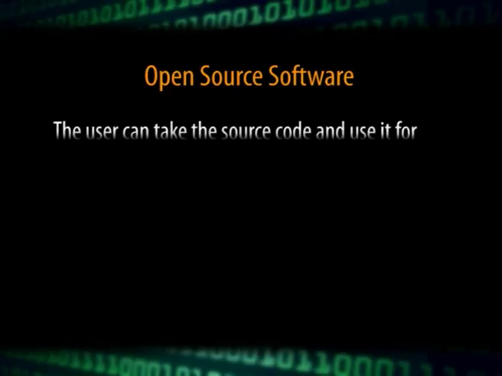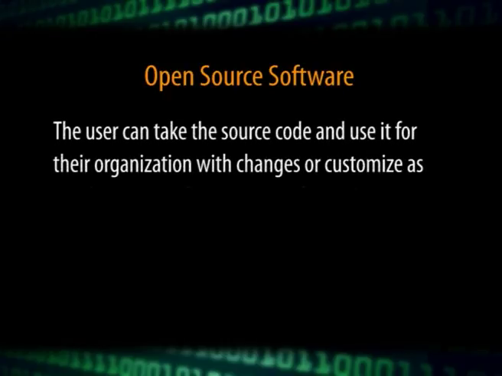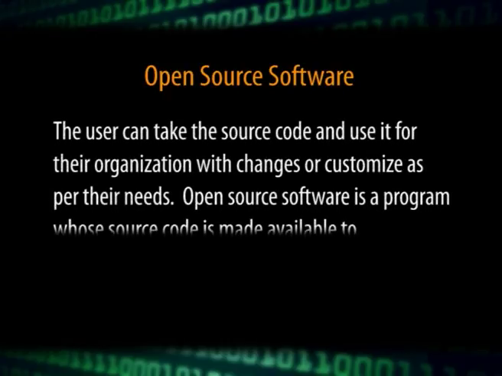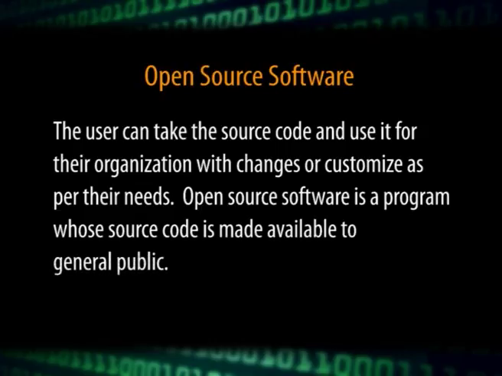The next category of the application software, which is made available to the users for use along with the source code, is called open source software. The user takes the source code and uses it for their organization with changes, or the source code can be customized as per the user needs. The open source software is a program whose source code is made available to the general public.